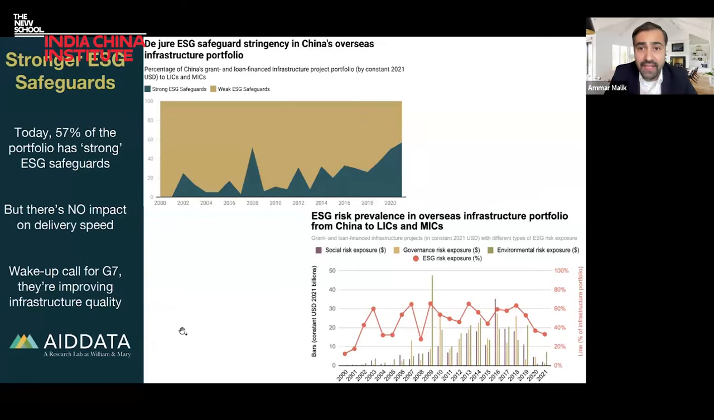And of course, the last thing I'll say is that on the ESG safeguards, we are seeing a dramatic improvement in the contracts on the language that Chinese creditors are using on environmental, social, and governance safeguards. And the most interesting thing is that even when China increases the quality of these safeguards, there is no impact on the speed of delivery. So China still in BRI infrastructure projects is able to deliver projects within 3 years.